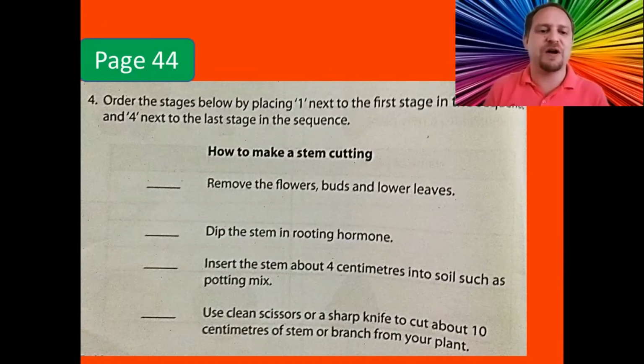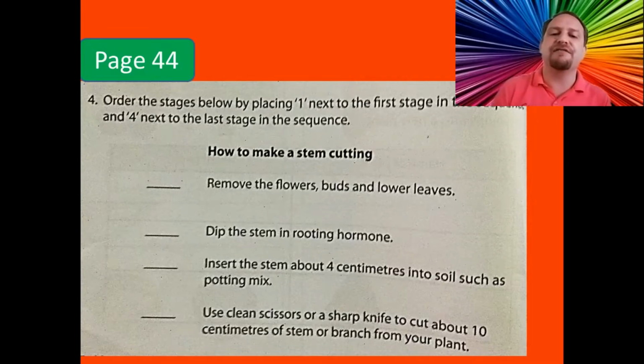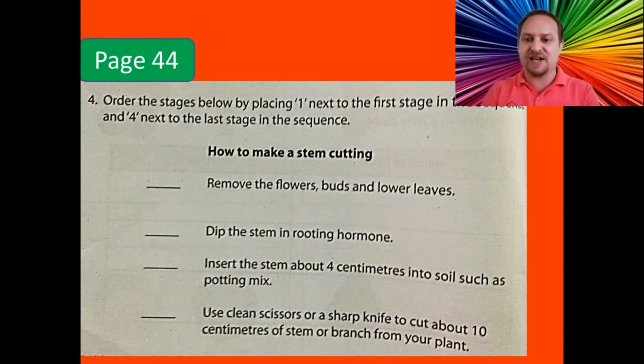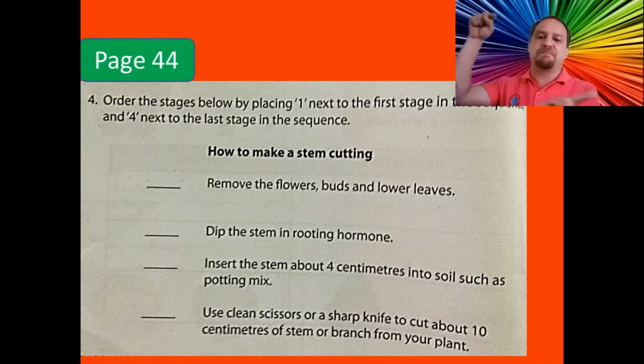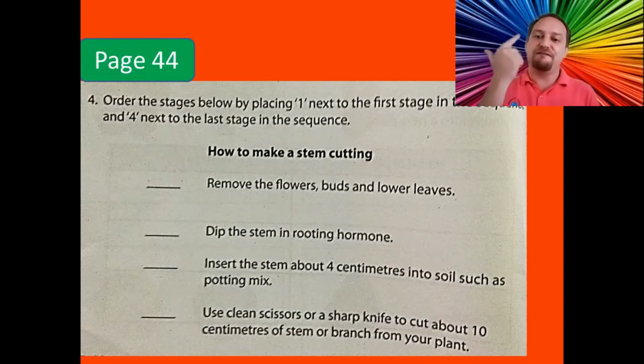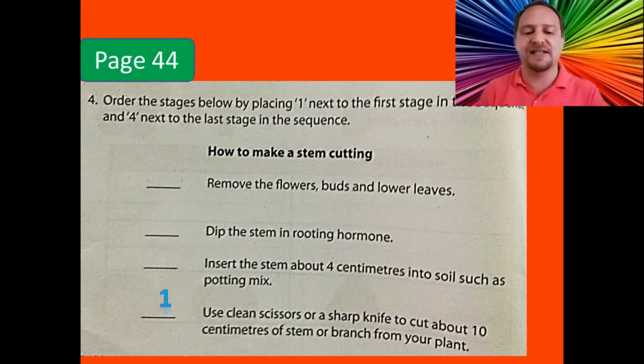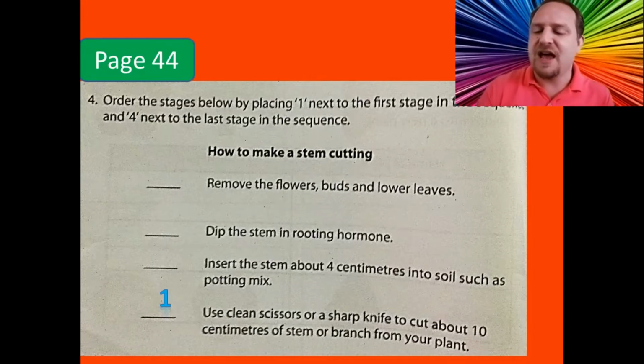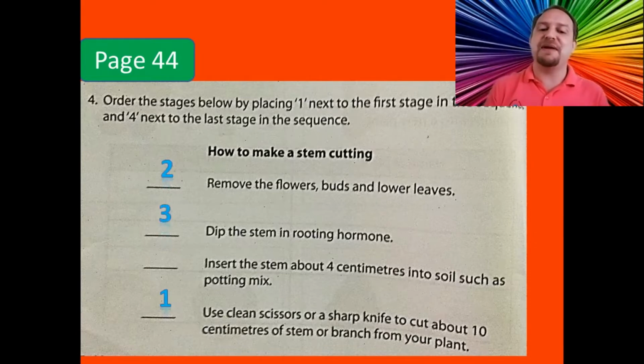All right, page 44 in your textbook will help you answer this question which is on page 20, I believe, in your workbook. Okay, it says, order the stages below by placing 1 next to the first stage and 4 next to the last stage. If you want to try by yourself now, press pause. And we're back. Okay, so what's the first step? How to make a stem cutting. It says use clean scissors or a sharp knife to cut about 10 centimeters of stem or branch from the plant. Okay, excellent. Number 2, we have remove the flowers, buds, and lower leaves. Number 3, dip the stem in rooting hormone.